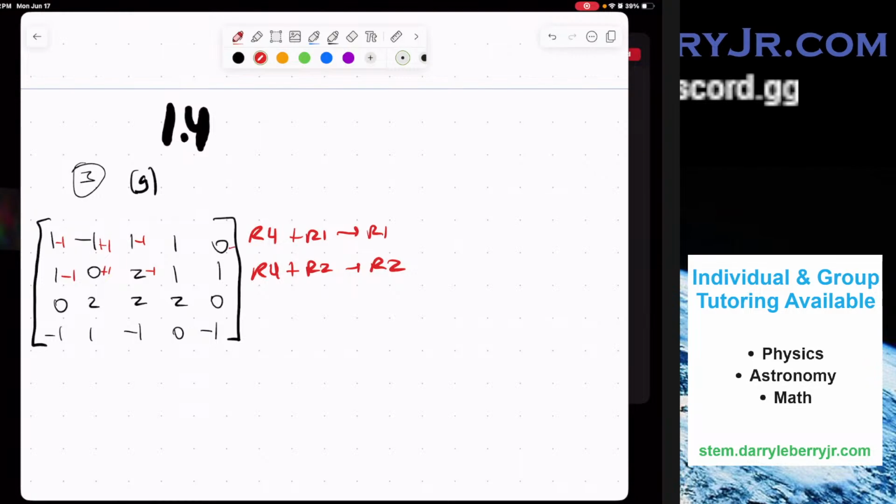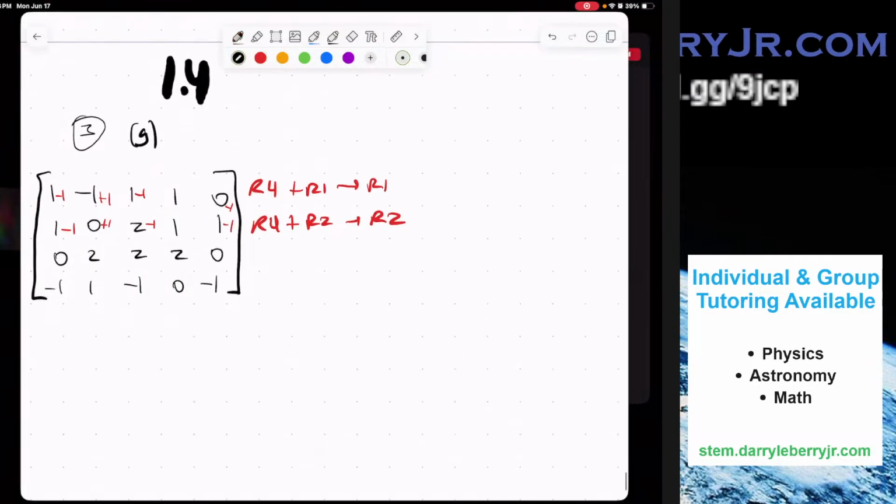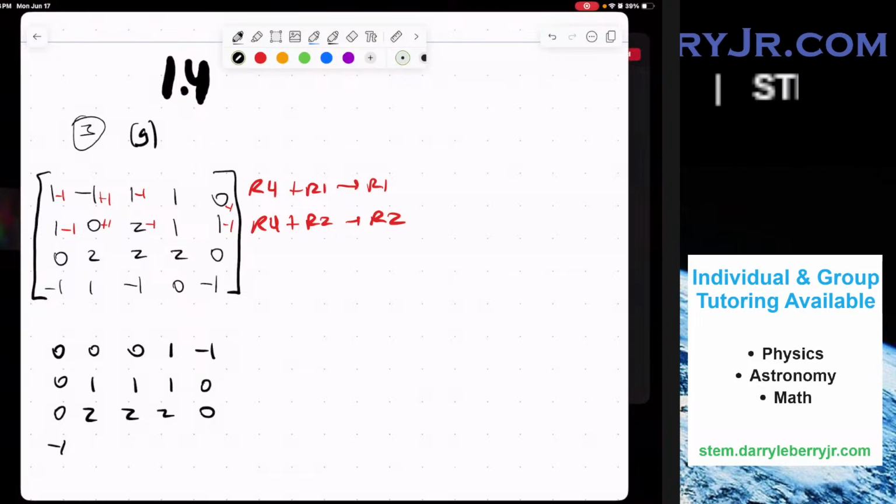and minus 1 minus 1 minus 1. So that's going to be, so minus minus plus plus minus minus 0 0 minus minus. So that's 0 0 0 1 negative 1 0 1 1 1 0 0 2 2 2 0 negative 1 1 negative 1 0 negative 1.